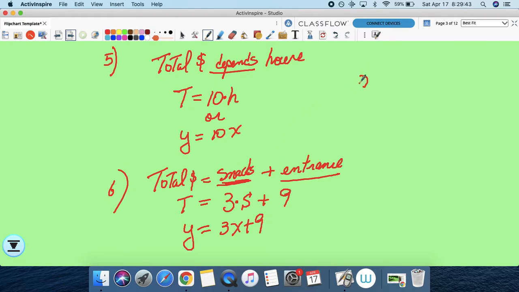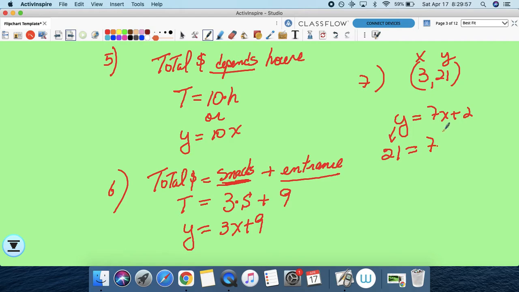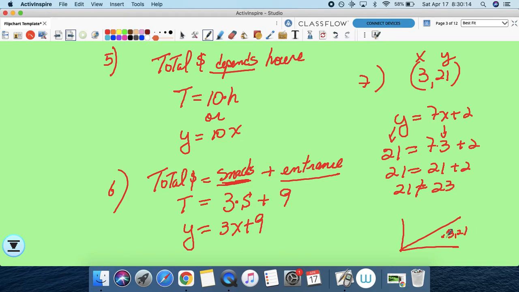That's okay too. 7. So we have a pair (3, 21), and we want to check if it's on the line. So here's our equation. So let's check. Again, remember x and y. 21, right? And then 7 times 3 plus 2. 7 times 3 is 21 plus 2. And this one is not the same. So (3, 21), here's the line, for example. (3, 21) could be here. It's not on the line.